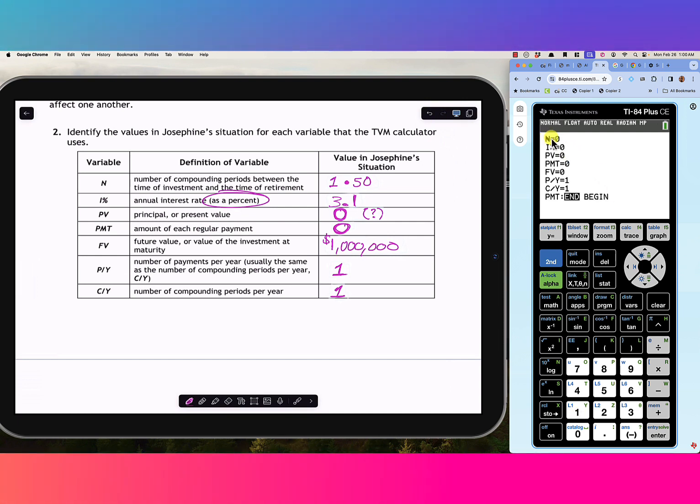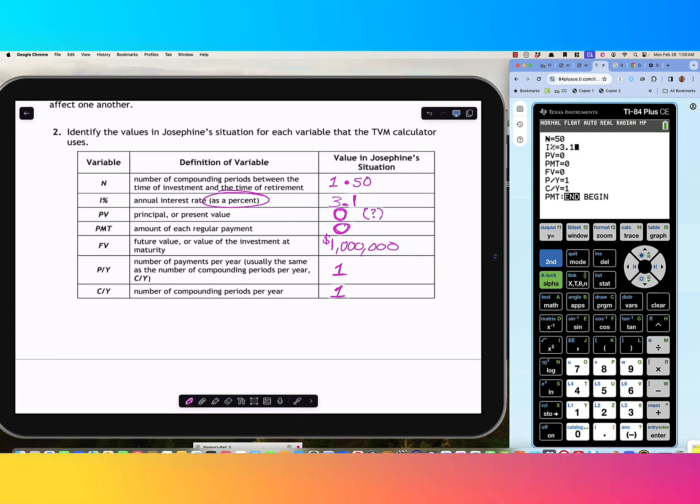All right, and as you can see, we have the same values here that we have on our paper over here. So on the N line, you're going to type in 1 times 50. All right, so it's 1 times 50. Press enter. All right, on the second line is our interest rate, I, which is 3.1. Let's type that in. 3.1. Press enter. All right, next line is present value. This is unknown. This is actually what we're solving for, so just leave that as 0.